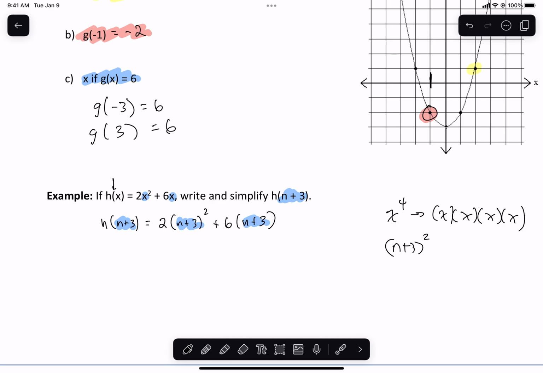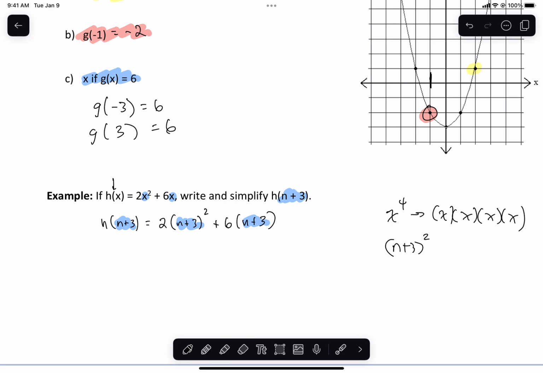N plus 3 times n plus 3. It's a binomial times a binomial, which we've done before. What's the skill that you've used in the past, called expanding two binomials? Gabe? The rainbow? The rainbow, or I gave you 3.